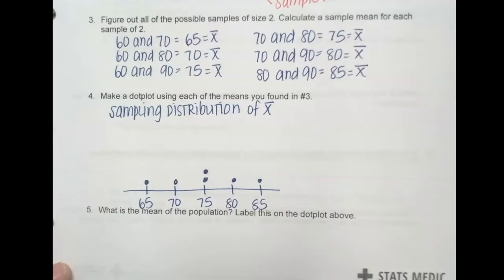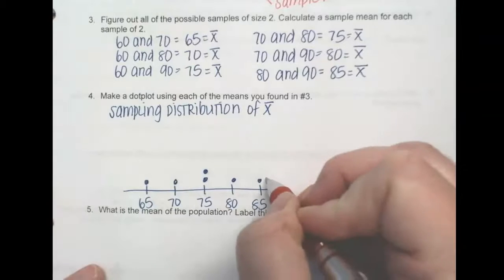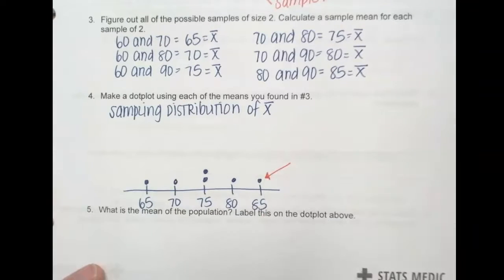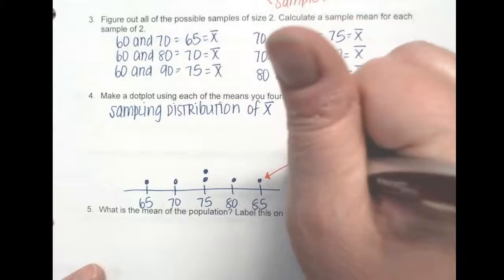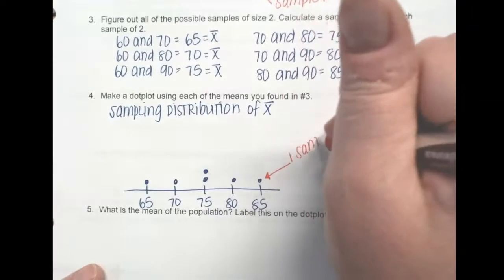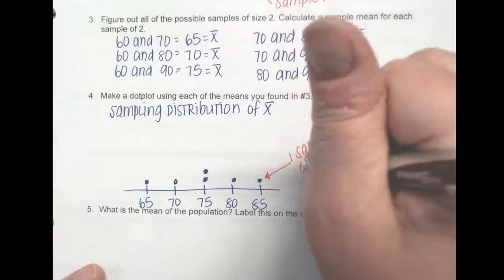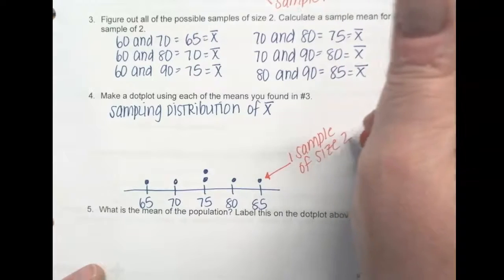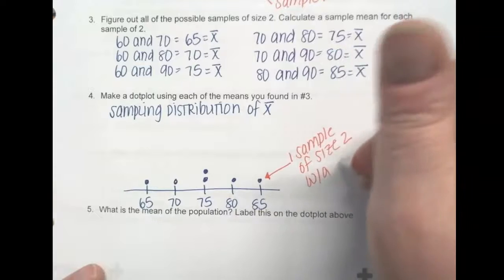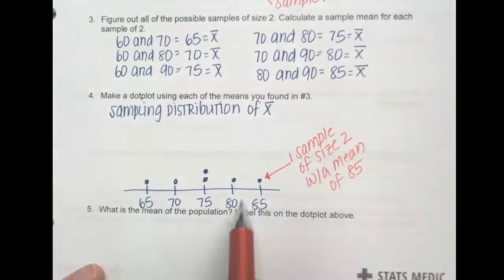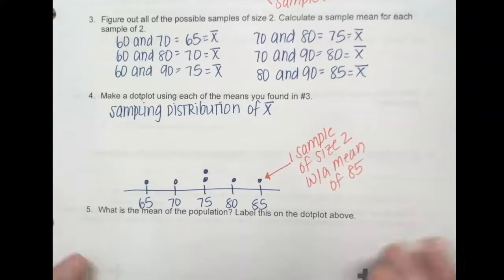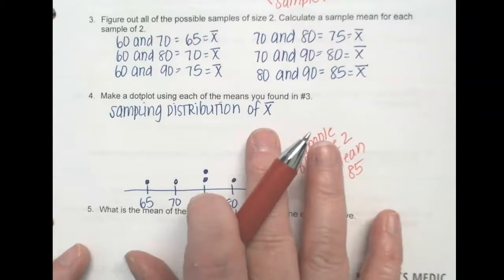So here I have my distribution, and I want to remind you we need to be able to identify what an individual point means. In this case, that dot is one sample of size 2 with a mean of 85. So if we talked about that one, that'd be one sample of size 2 with a mean of 80. You need to be able to identify what each dot represents. And so this is our sampling distribution of the samples.